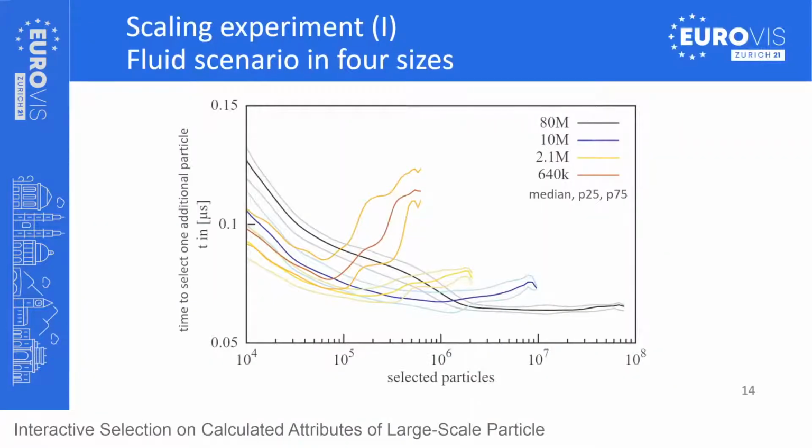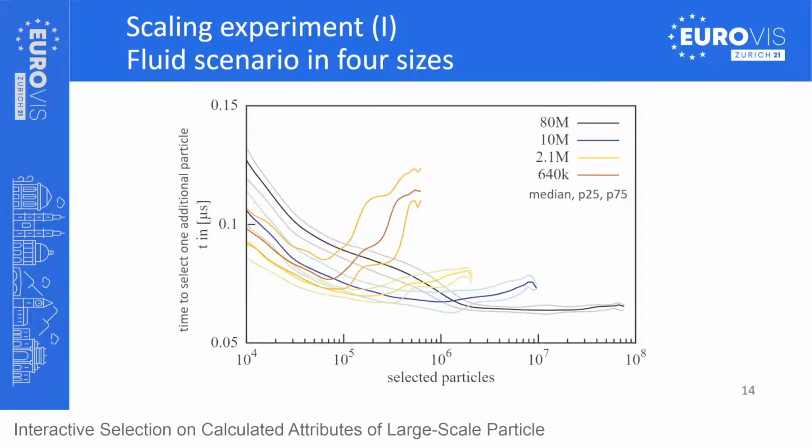I'm moving on to the technical evaluation. We conducted 2 timing experiments and 1 measurement of memory consumption. During the technical evaluation, we used a fluid scenario scaled into 4 different sizes from 640,000 to 80 million particles. In the first experiment, we randomly selected 1 particle in the fluid and extended the selection until all particles were selected while lazily evaluating the density.